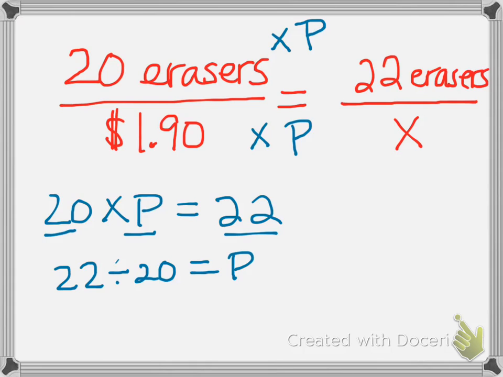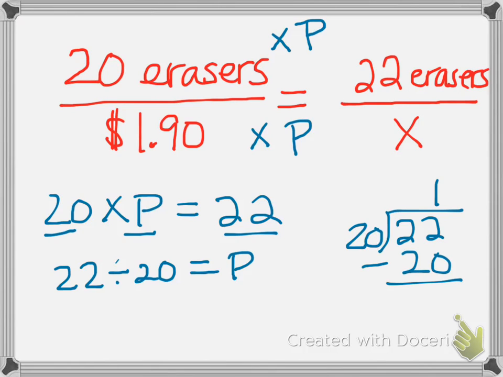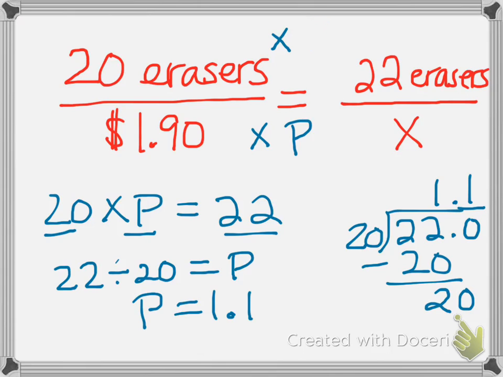Alright, so if I divide 22 by 20, and you can do that out to the side, and I'm going to add a 0 and a decimal, I'll get 1.1. So P equals 1.1. So that means if I multiply 20 by 1.1, I'll get 22.